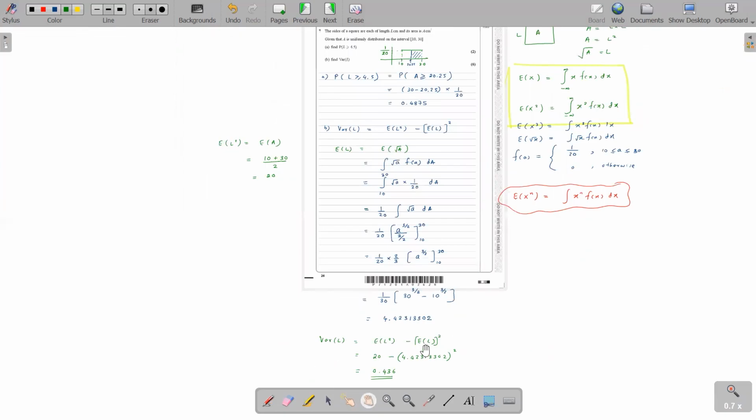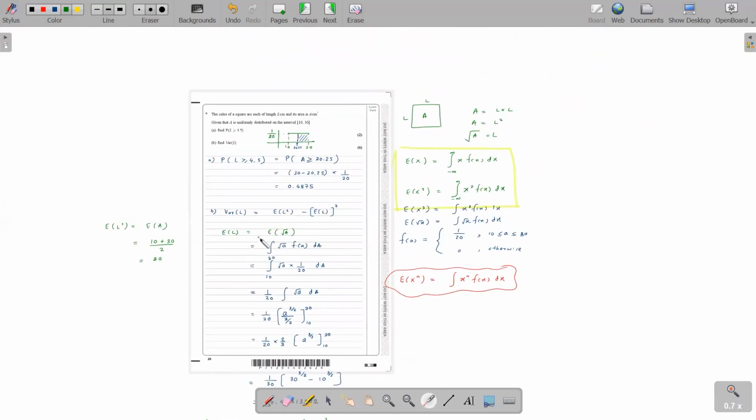Is this clear? I hope all of you were really clear on how to find the E of root A, by using the rule here, how we manipulated and used these rules. Okay, so this is the end of the January 2022 S2 paper.